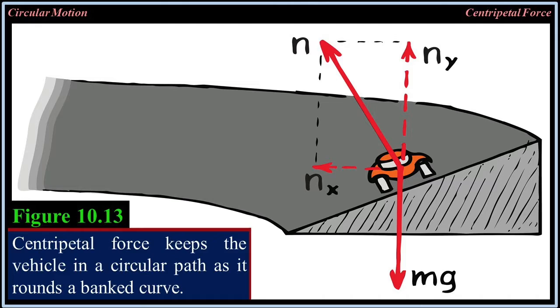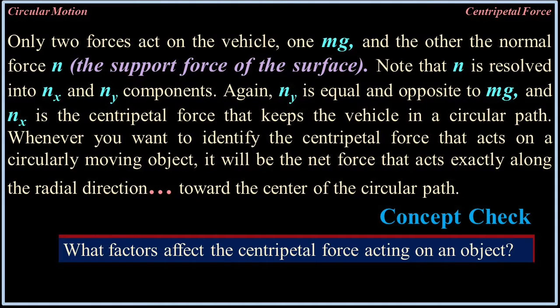Figure 10.13. Centripetal force keeps the vehicle in a circular path as it rounds a banked curve. Only two forces act on the vehicle: one, mg, and the other, the normal force, n, the support force of the surface. Note that n is resolved into nx and ny components.